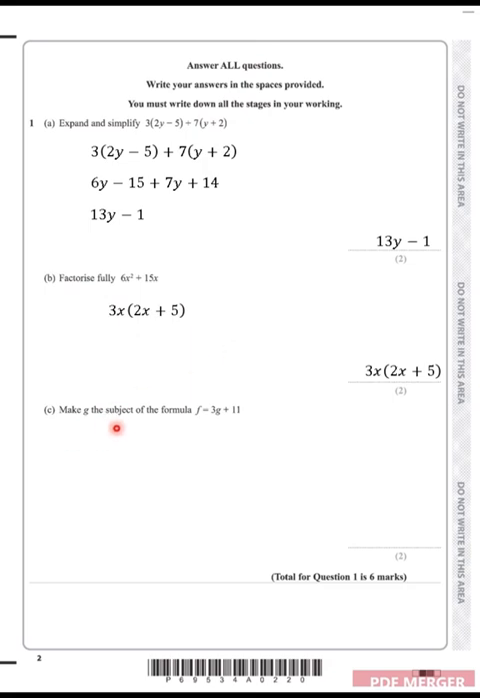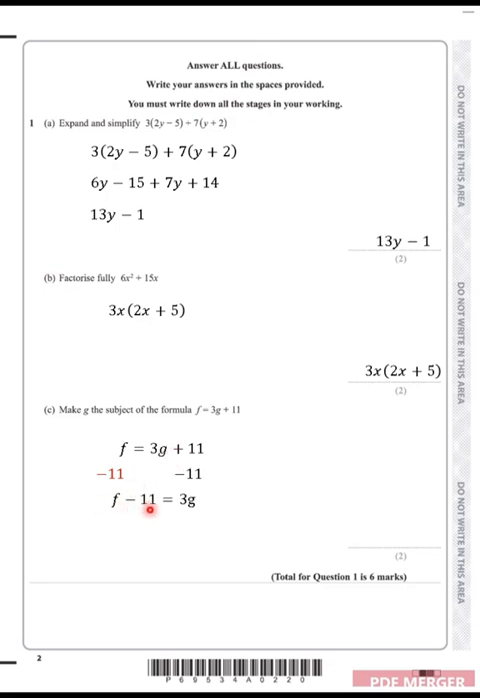So that is the final factorization for part B. Part C, make g the subject of the formula f is equal to 3g plus 11. So we've rewritten the formula. Now, the purpose of this question is to make g the subject. We have plus 11 on the right side of the equation, but we need to subtract 11 from both sides, or you could say that plus 11 moves to the left side of the equation to make it minus 11, so that 3g is left on its own. So subtracting 11 on both sides.